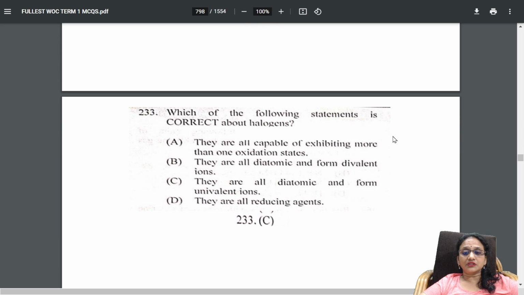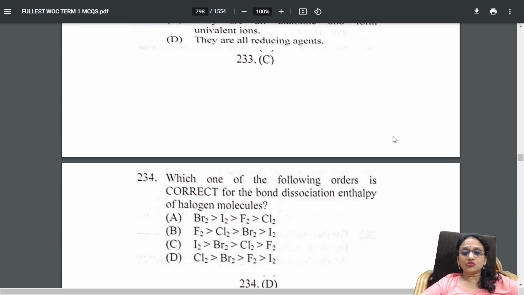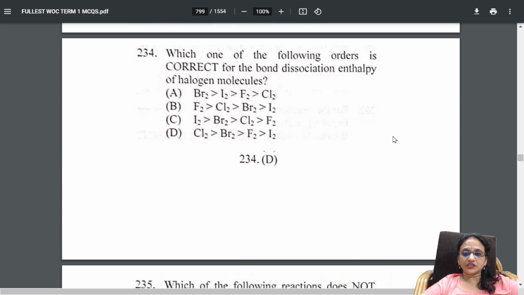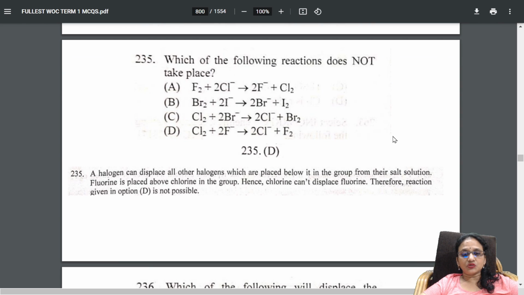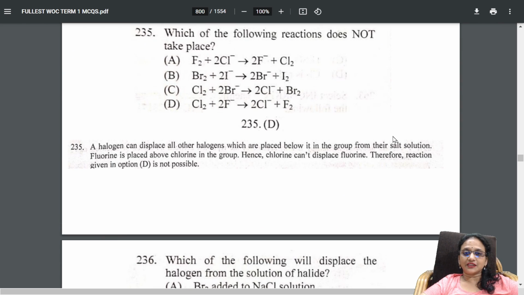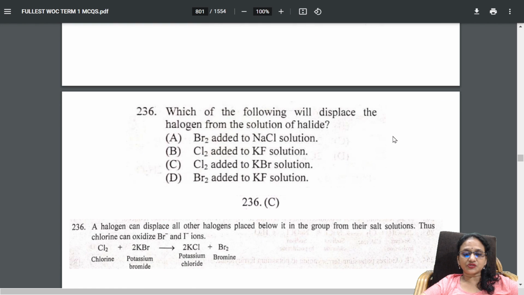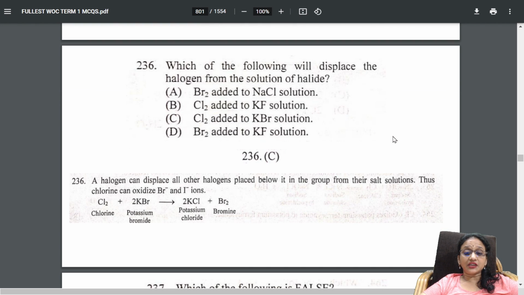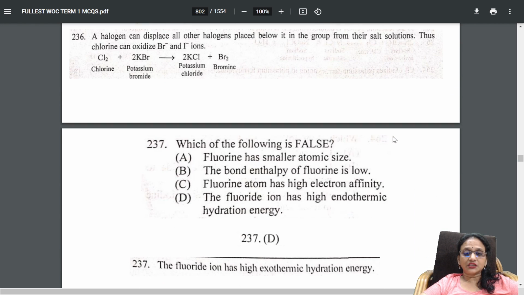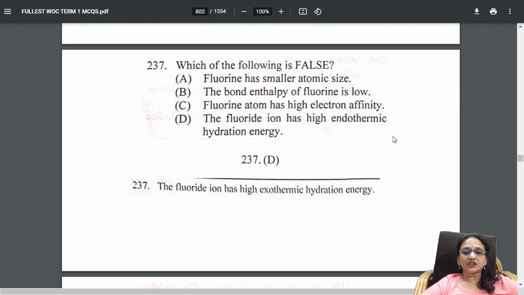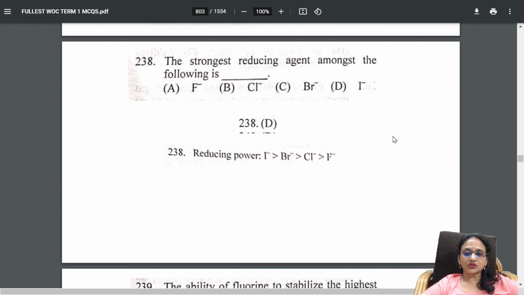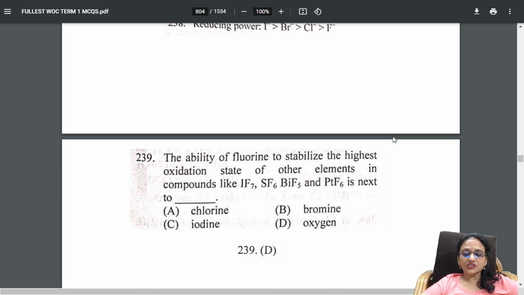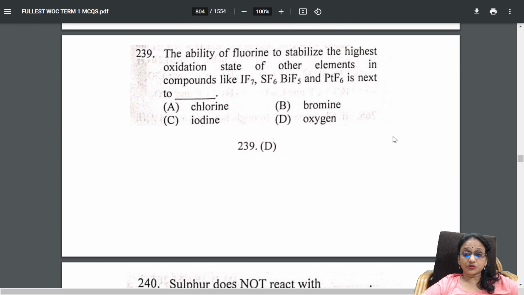So careful, nothing to worry. Go through all the questions. Everything is covered here. So every chapter, more than 200 questions means every line of NCERT is covered, students. Yes. Every line of NCERT is covered. So nothing to worry. Nothing to worry. So please study. Again, any doubt, ask me. So reducing property, oxidizing property.